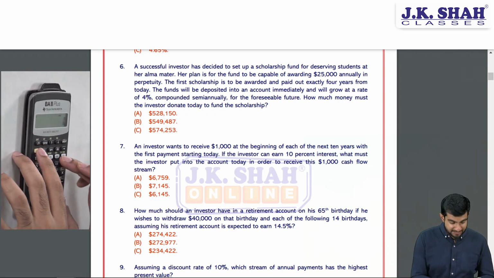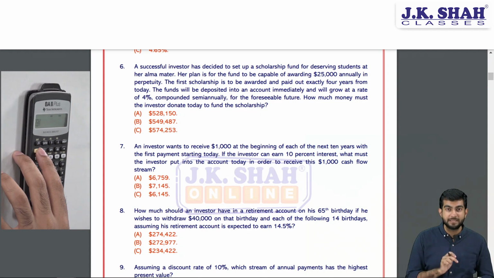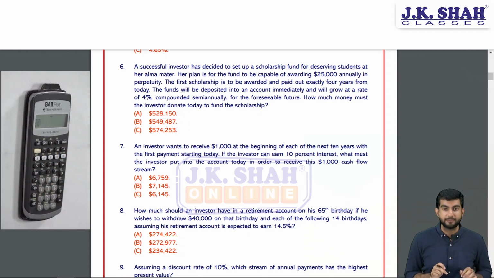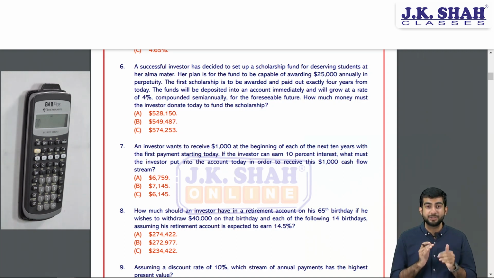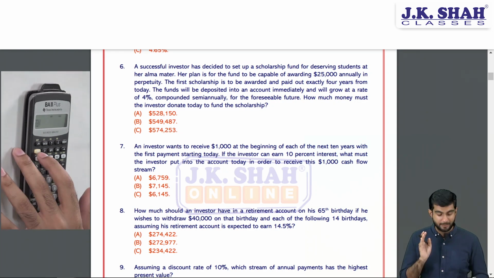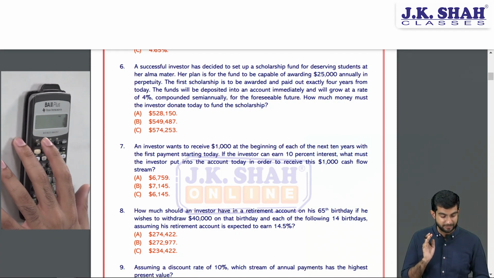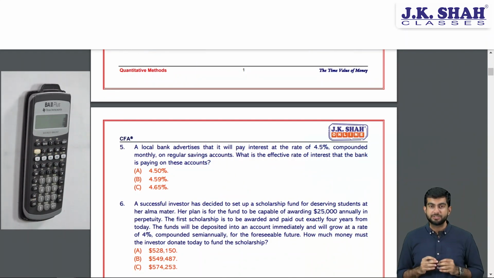So press second PMT, second enter. Now your calculator must be showing END. That means your calculator has been set to the end mode. Press second, press CPT. Now we will be solving the fifth question.